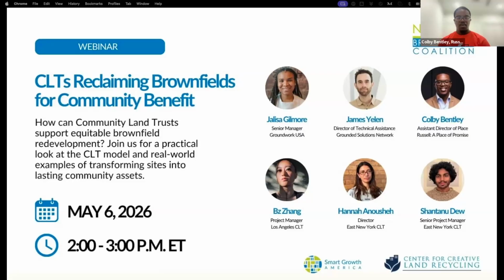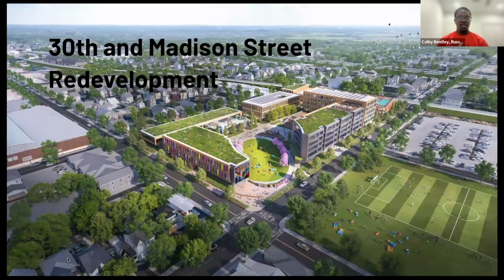Alright. Well, I just want to start off by saying thank you for everybody joining this webinar today. My name is Colby Bentley, and I am representing Russell Place of Promise in Louisville, Kentucky. You might also hear me call Russell Place of Promise RPOP for short. And today I am going to be presenting the 35th and Madison redevelopment project. As you can see with this beautiful rendering, this is going to completely change the Russell community and the neighborhood.